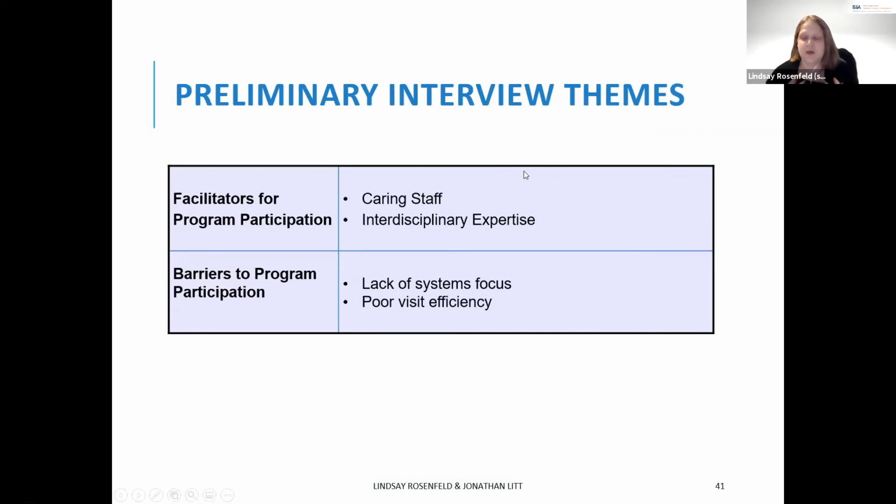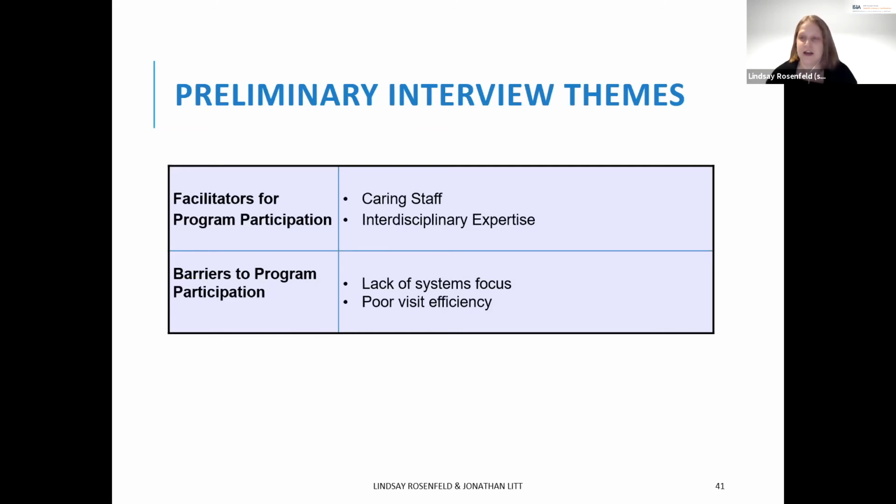We also just wanted to touch on interview themes, and there's lots of ways that we can reach out and understand, I think, what staff and patients are thinking about. For the purposes of this project, we were able to do full interviews. And so we were really looking at facilitators for program participation and barriers to program participation. And this was across staff, families, and key informants. And that was intentional, of course, because we really want to see, do different groups think about this differently? Are there some things that are the same?